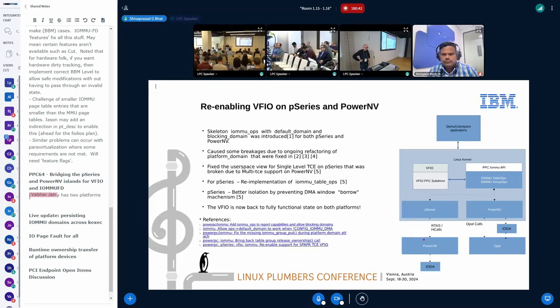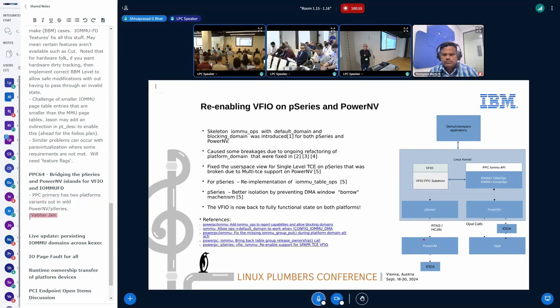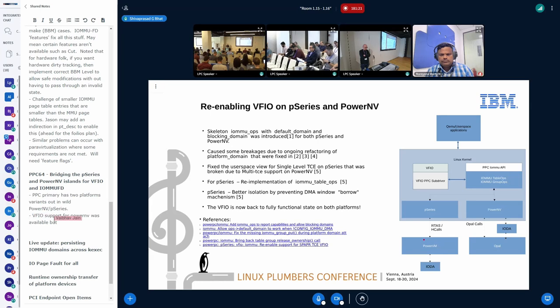Then pSeries, with KVM support arriving recently, the use cases and workflows really got ramped up, which started exposing more and more bugs on the pSeries side. The first thing that came to us was that the single level TCE support, which always existed on pSeries, was lost during the refactoring for multi-TCE support on PowerNV, which was brought back. PPC also has the DMA window, which gives better isolation for the devices in DMA, and that was not available because the IOMMU table ops for pSeries were designed to borrow the tables, not really creating and removing them on demand.